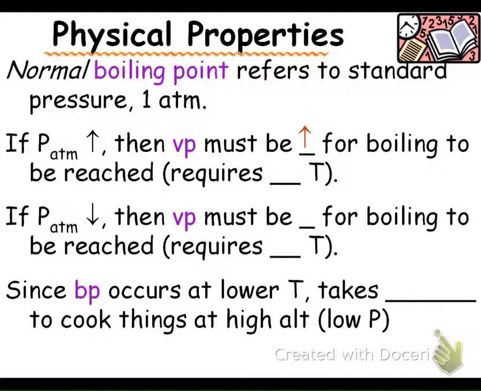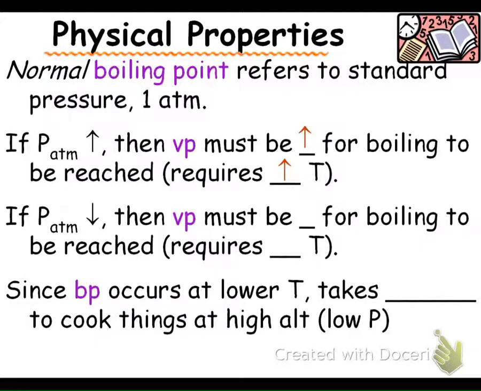Normal boiling points refer to standard pressure, which is 1 atmosphere. If the atmospheric pressure increases, the vapor pressure must increase for the boiling point to be reached. That just means the molecules going into the gas phase must increase, so this requires an increase in temperature. If I put more force on the top of a liquid, then I would need to increase my vapor pressure to reach that equilibrium so that I can have that liquid boil.